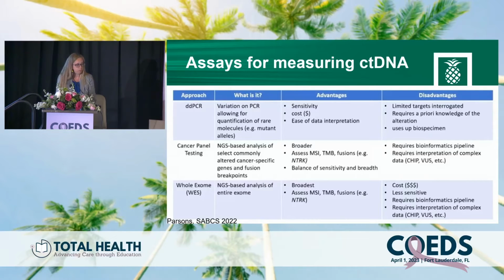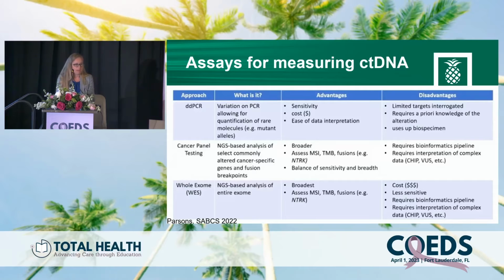Digital droplet PCR is basically where you're telling it what mutation you are looking for, and it's only going to tell you about that mutation. An advantage here is that it's very sensitive for identifying that mutation, it's easy to interpret, and it's lower cost. But the disadvantage is that you're not going to get a whole panel, you're only going to get the mutation that you're looking for, and you need to know which mutation you're looking for in order to use that.